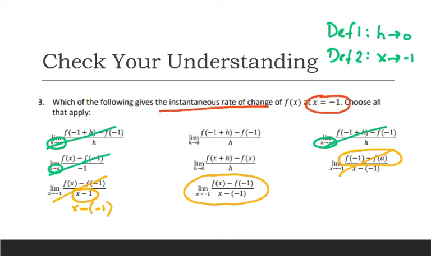Now back to the middle column, definition 1. Both of them have h approaching 0. We want this to be specifically at x equals negative 1. So this middle guy, look what's going on there. We don't have the negative 1 there. We have an x. That's no good. But the one above it, we do have the right format. Negative 1 plus h minus f of negative 1. So that one is also correct.